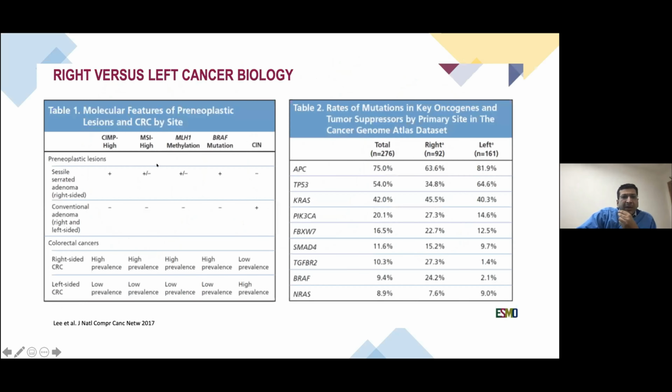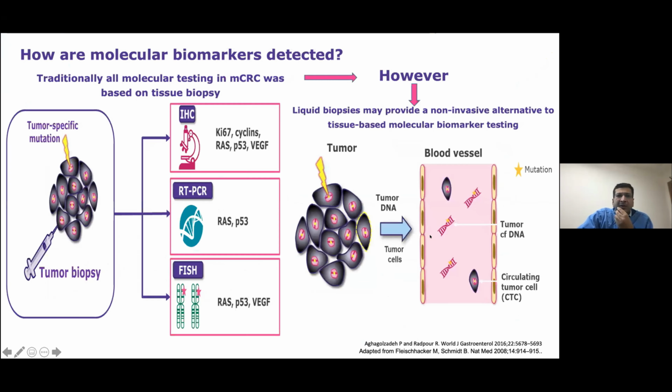Again, if we look at the different subgroups, we can see in the right versus the left tumors there is a different prevalence of the genes. APC is almost equally expressed, but more in left-sided tumors. TP53 mutations are more common in left-sided tumors. KRAS is almost equally distributed. Both KRAS and NRAS, if we look, are equally distributed. BRAF, however, is predominantly in right-sided tumors. And the others, we do not know their significance as of today.